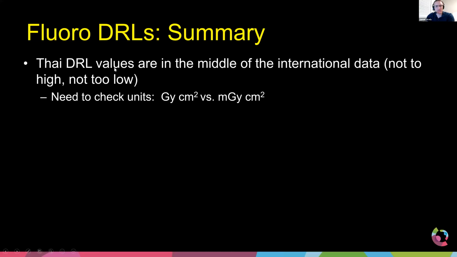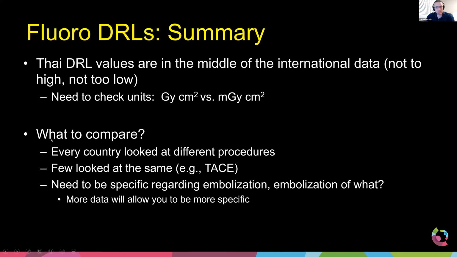So Thai DRL values are in the middle of the international data, not too high, not too low. My comment to you is just check. I would recommend, as you noticed, all of the publications typically use gray centimeter squared. If you want something that's easily viewable and comparable to everything else in the publication, you may change your units over to gray centimeter squared.